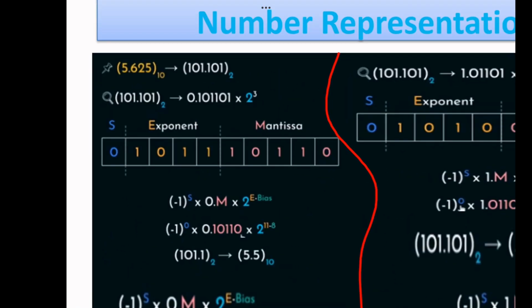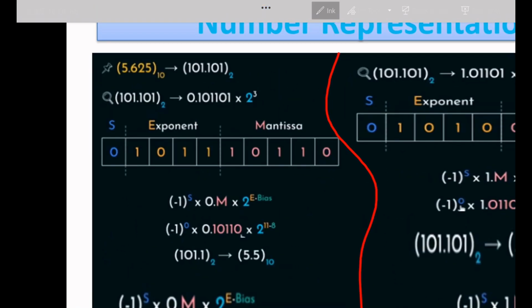I have the same number, 5.625. I convert this number to binary form: 101.101. I am writing this number in the explicit form, so all the bits come after the point: 0.101101, and your exponent is 2 to the power 3. So your output is this. I am placing the mantissa here, and the power 3 from here to here.